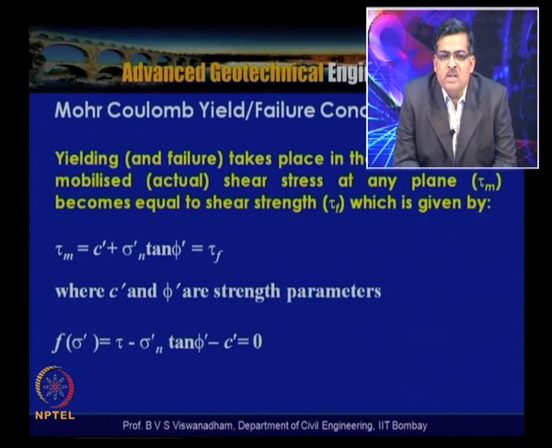Then we can write this as a function of sigma dash: tau minus sigma n dash tan phi dash minus c dash is equal to 0.